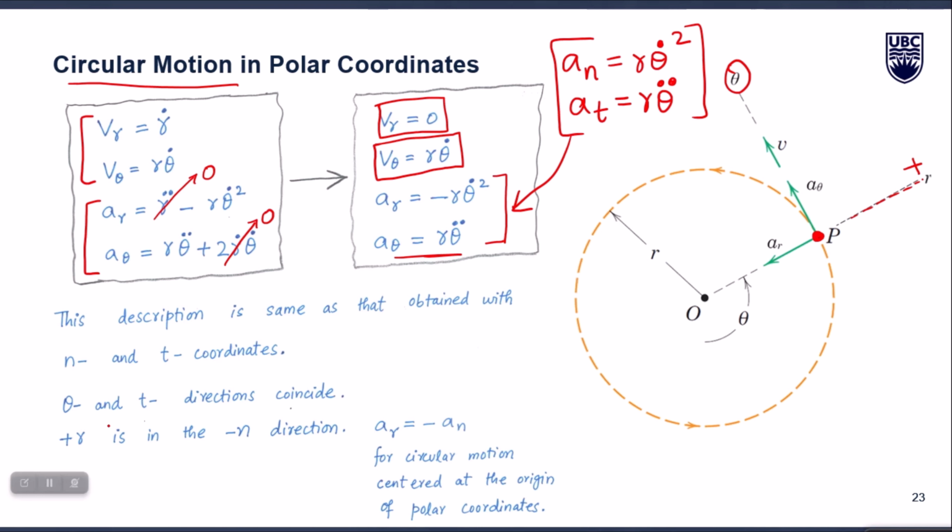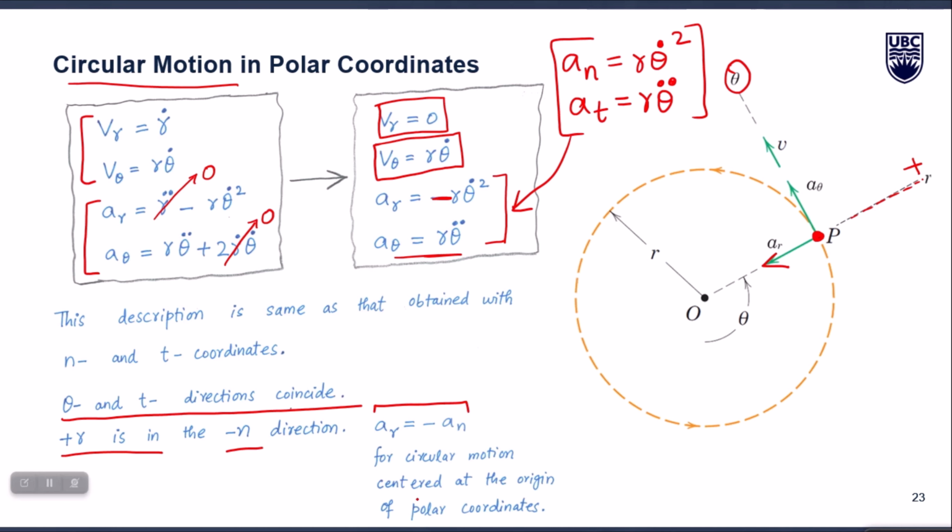So theta and t directions coincide in case of circular motion, and similarly if you compare a sub n with a sub r here, you can see that there is a minus here but there is no minus here, right? So plus r in the circular motion case in polar coordinates is actually in the minus n direction in the n and t coordinate system. So a sub r is actually in this direction, which is minus n, right? So minus r coincides with the normal direction, right? So a sub r is equal to minus a sub n.